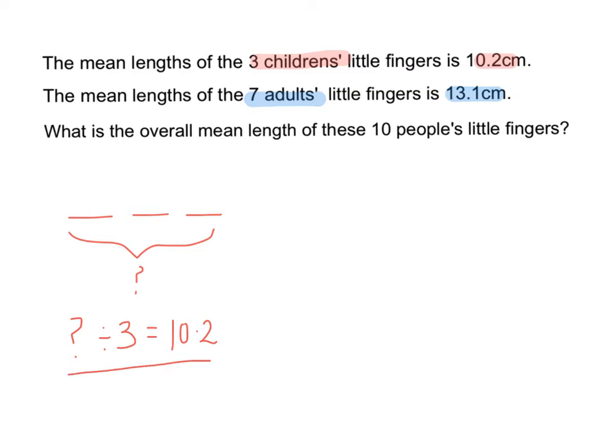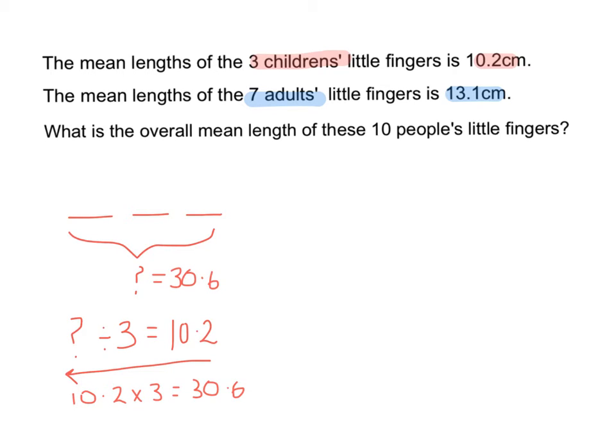So if I do this backwards, I can figure out the total. So 10.2 times 3, which is 30.6. The total length for children is 30.6.